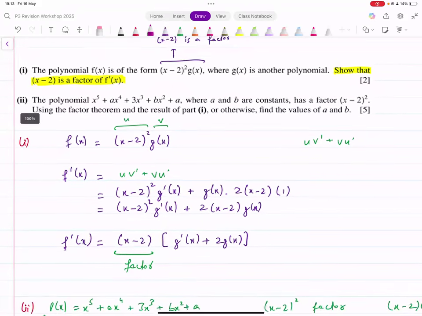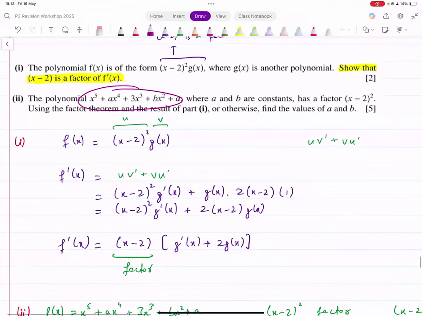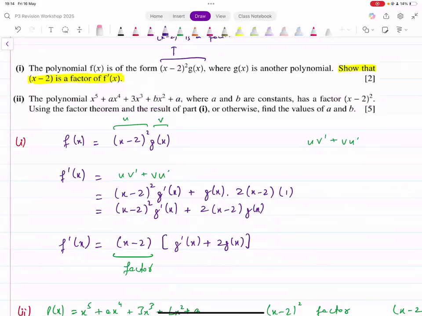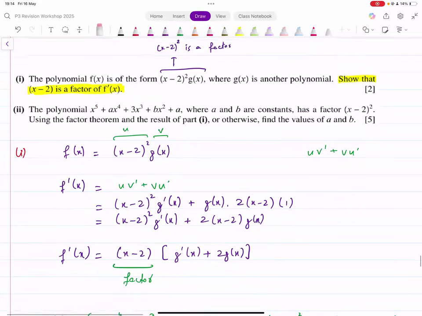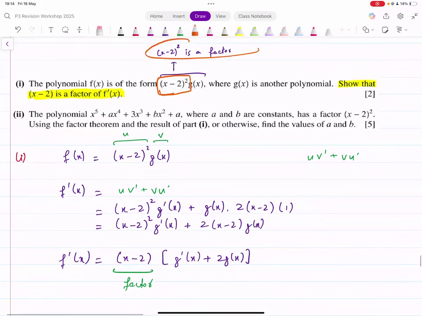Then in the second part, it says, this polynomial has a factor x minus 2 whole squared. So now they've given us a specific example. Earlier, they just said there's f of x, that's a general polynomial that looks like this. Now look at this polynomial, it's x minus 2 whole squared into g of x. X minus 2 whole squared is multiplying with the whole thing. So for this polynomial, you see x minus 2 whole squared is a factor, right? It's taken common outside.